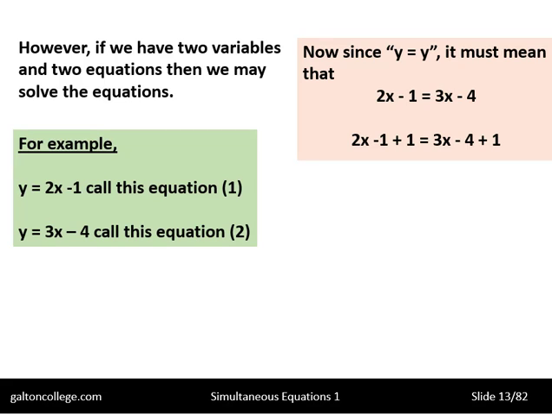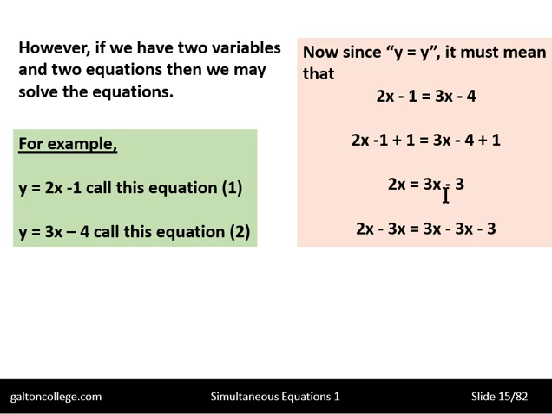That means we can get rid of the 1's here. Minus 1 plus 1, that goes, leaving us 2x. And over here we have minus 4 plus 1, which is minus 3. So we have 2x on the left hand side and 3x minus 3 on the right hand side.